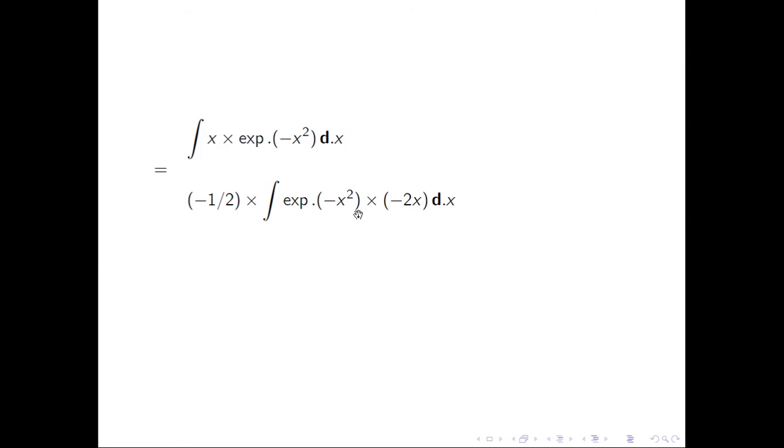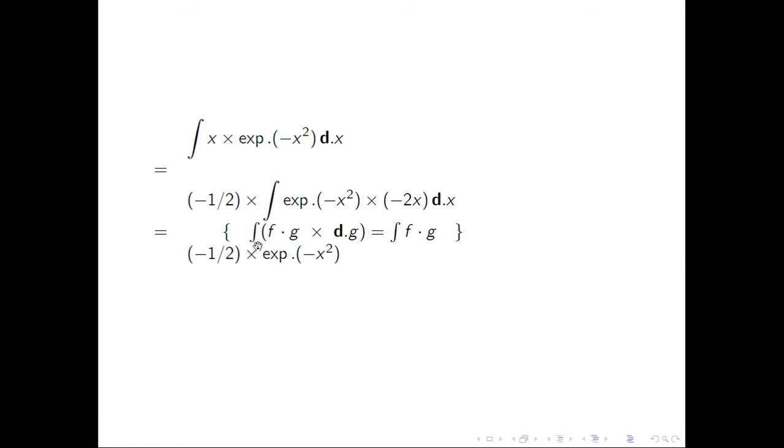I swapped the arguments around just to make things a bit clearer. Now we've got negative 2x, but we don't want to change the value of our expression. So if we multiply by negative 2x, we've got to multiply by negative a half, and negative a half times negative 2x gives you x. Since negative a half is just a constant, I've taken it outside the integral. Now we can apply the substitution rule.